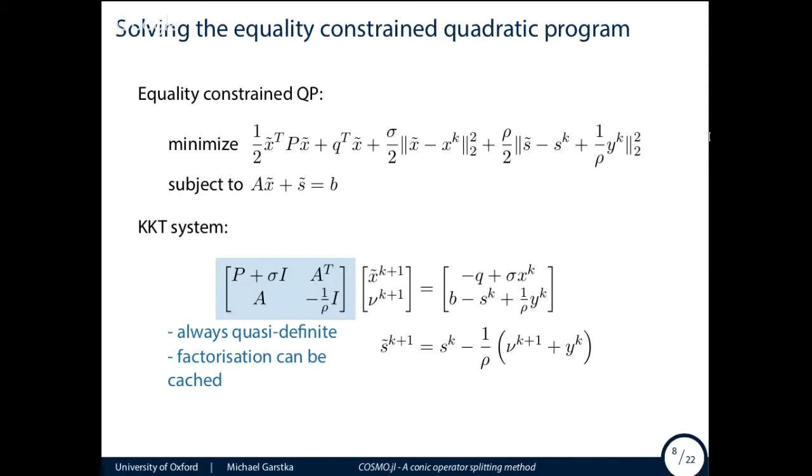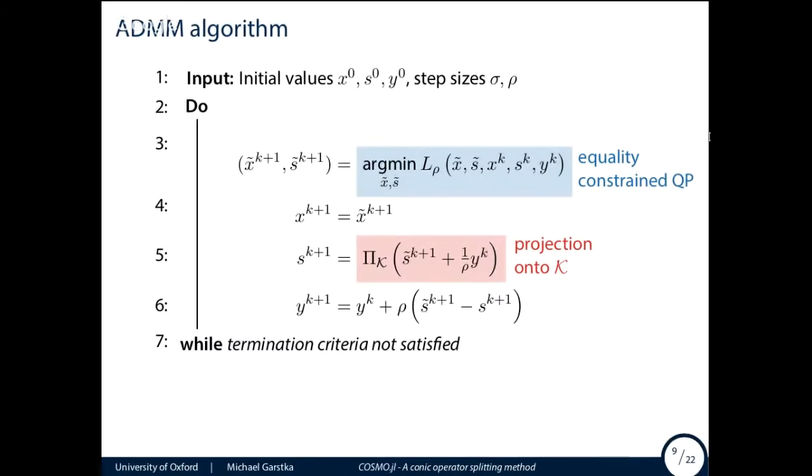And another property is that this matrix is always quasi-definite, because the upper part is always positive semi-definite, and the lower part is always negative definite. And that allows you to always get a nice LDLT factorization. Yeah. So this is the first step. You solve the QP. And the other difficult step is the projection.